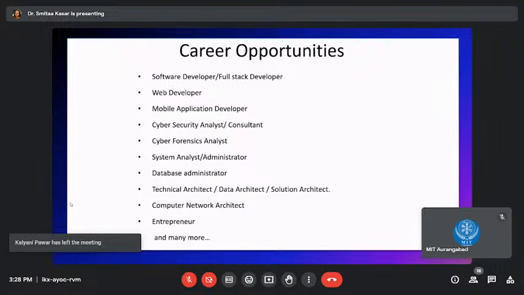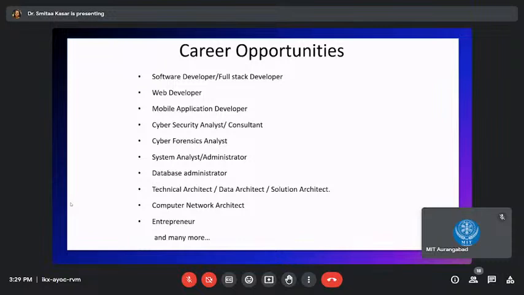Cyber forensic analyst, system analyst, system administrator, database administrator, technical architect, data architect, solution architect. So solution architect is something I would like to explain. One of our alumni, Mr. Kishore Deshpande, is in Sweden. He provides services to companies who want to have their own setup, which is very much related to CSE.